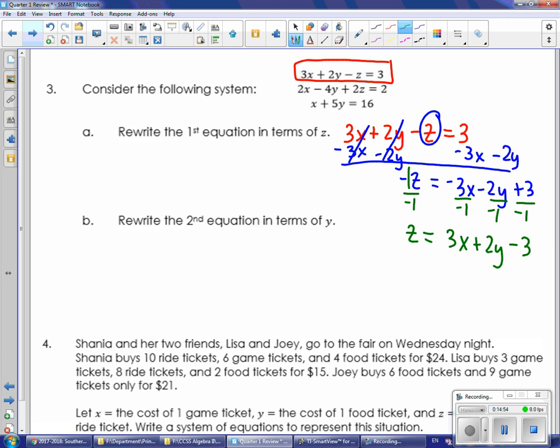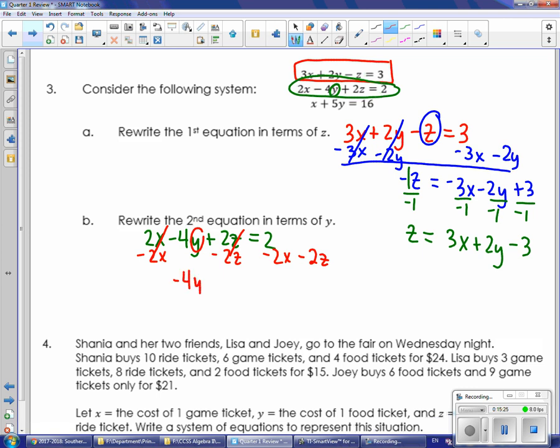And then in letter B, it says to rewrite the second equation in terms of y. So now I'm going to take a look at my second equation, and the goal is to get that y by itself. So let me rewrite it. I've got 2x minus 4y plus 2z is equal to 2. And if I want to get my y by itself, I'm going to first need to move the 2x and the 2z, and I'm going to do that by subtracting. And so my x and my z will be gone from the left-hand side, and I'm going to be left with negative 4y is equal to negative 2x minus 2z plus 2.